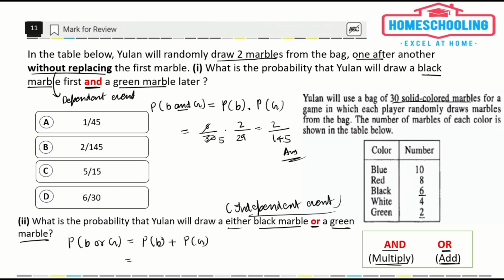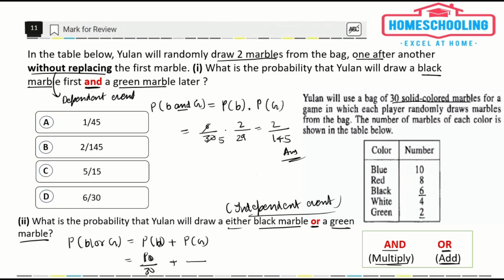So what is the probability of a black marble? Sorry, black marble. That is black. So that is 10 divided by 30, plus, "or" is given, so we will add that. Then what is the probability of green marble?